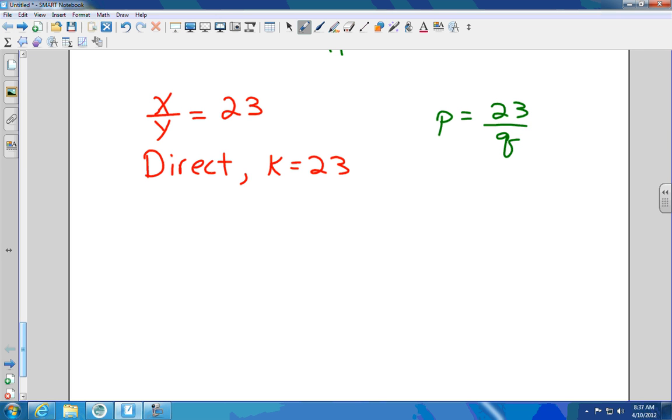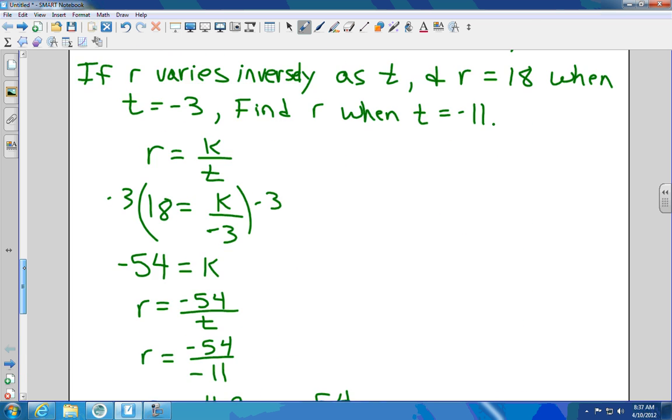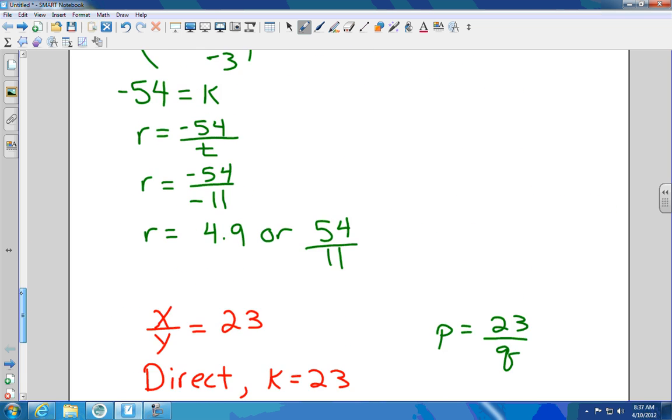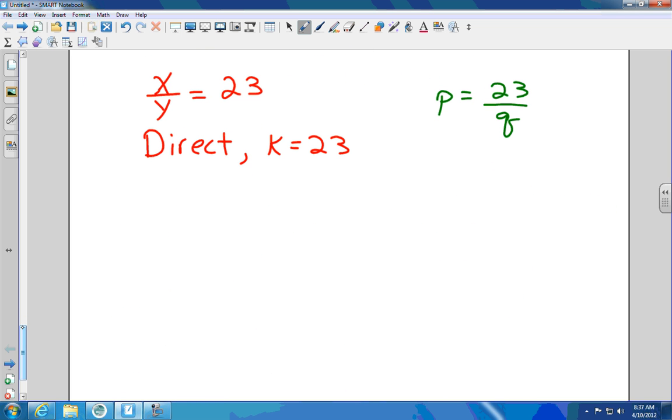P equals 23 over Q. So again, the number that they give you is always going to be the K. So which one does that look like? Where K is on the top of a fraction. Inverse right there. Y equals K over X. So this one's going to be inverse, and K equals 23 again. Whatever that number is, that's always going to be K. So you figure out which one it matches.